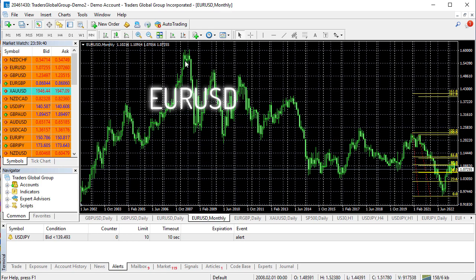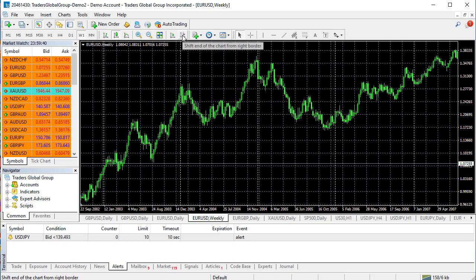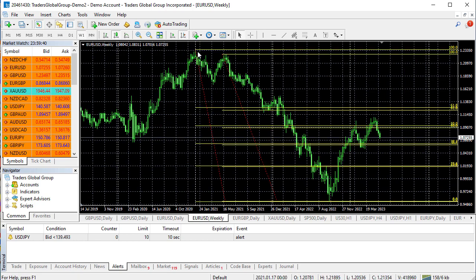Okay, so you can see from about 2008, the Euro USD has actually been selling on the monthly time frame. Now, this is the weekly chart.